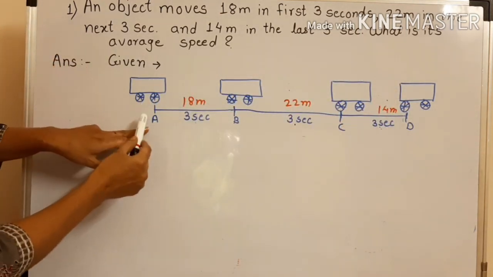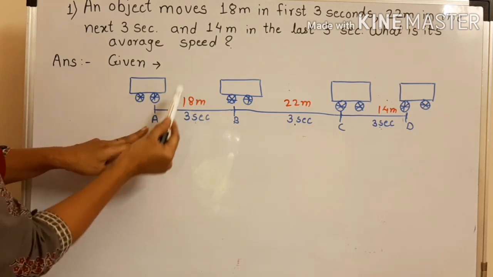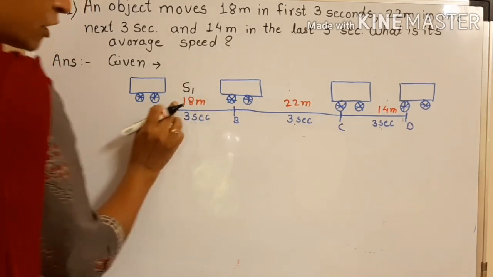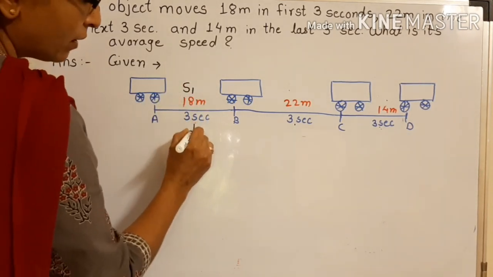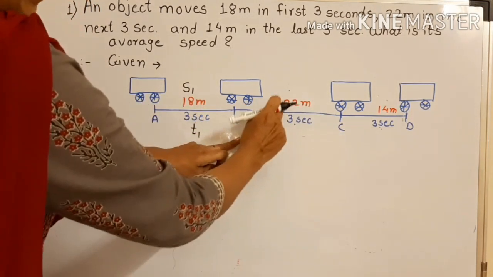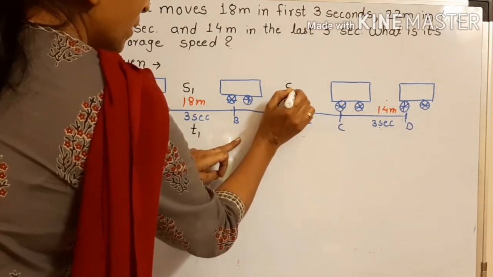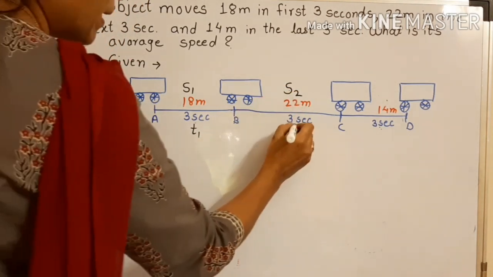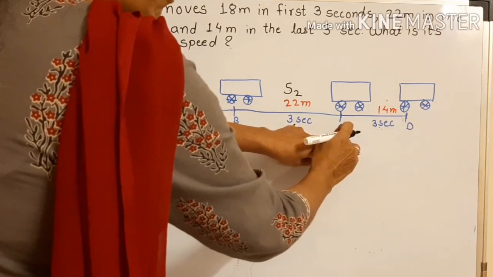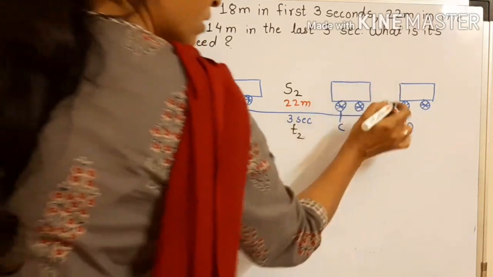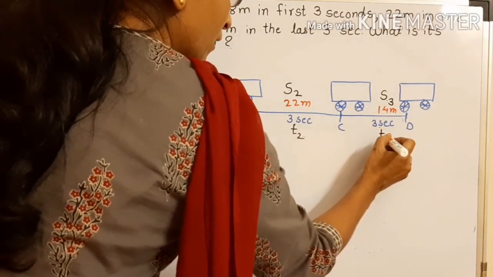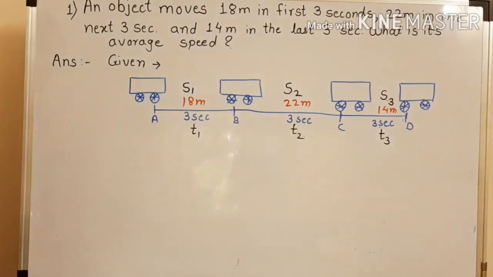The object moves from A to B, 18 meters in the first 3 seconds. So S1 is the first displacement of 18 meters in time T1, 3 seconds. From B to C, the object covered 22 meters, which means the second displacement S2 is 22 meters in time T2, 3 seconds. After that, the object moves from C to D, which is 14 meters, that is displacement S3 is 14 meters, and again the time taken T3 is 3 seconds.